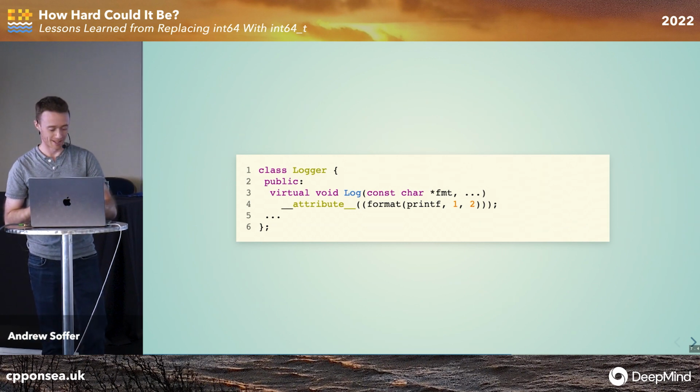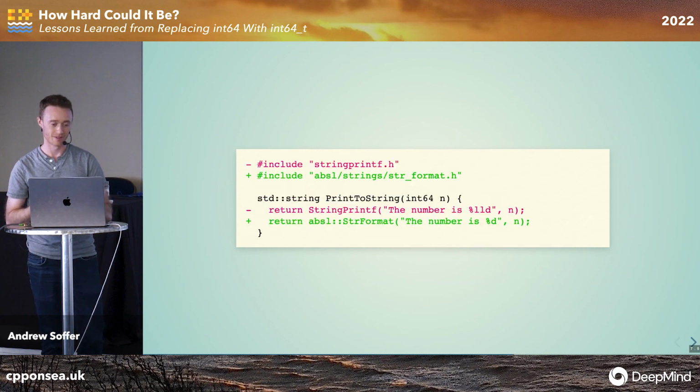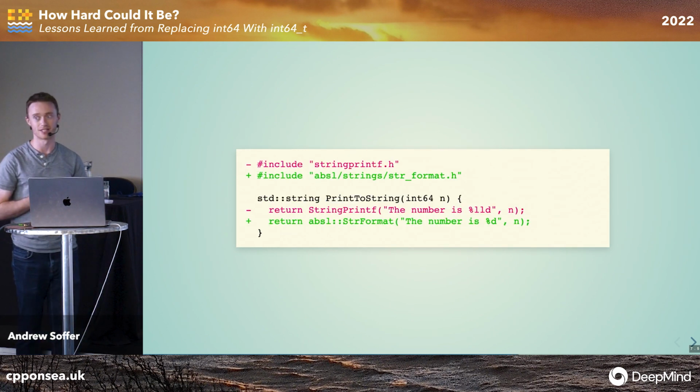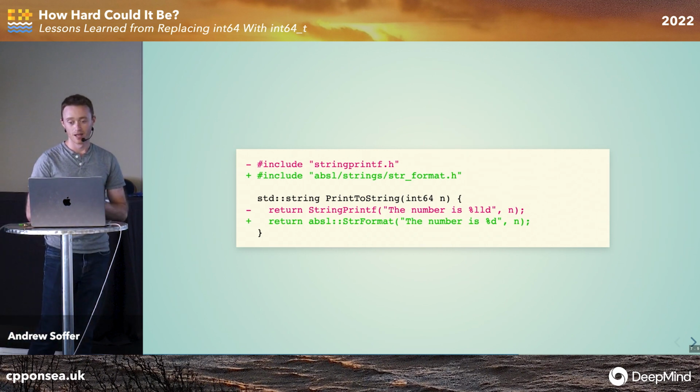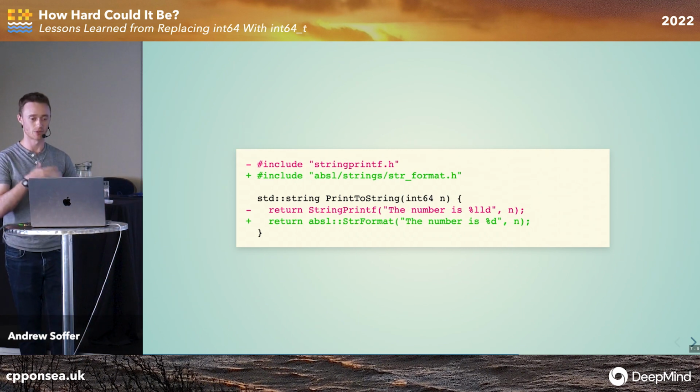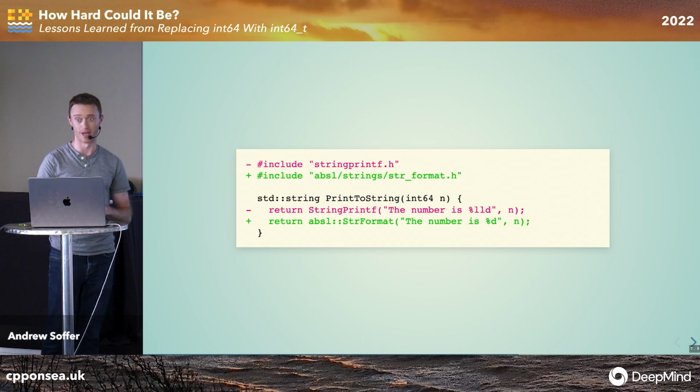So what did we do here? This is the change that we decided to go with. We replaced StringPrintf with this new thing, absl::StrFormat. And again, we're going to roll this out using a clang-tidy, so we're not going to be changing these manually.